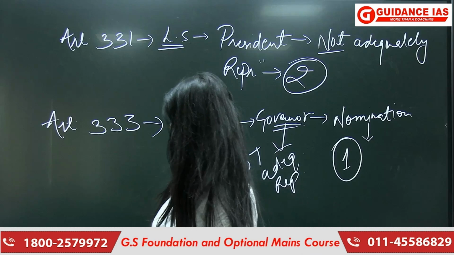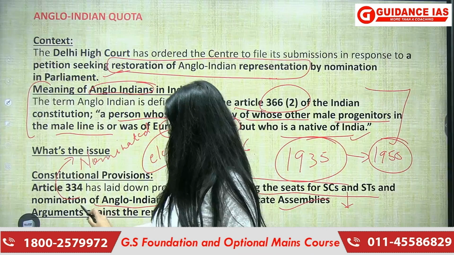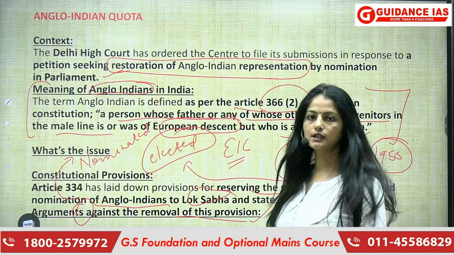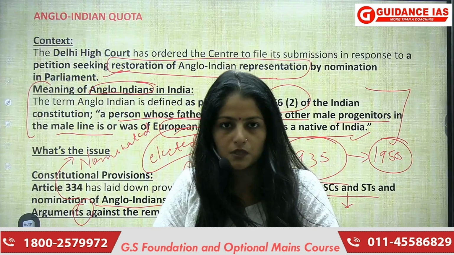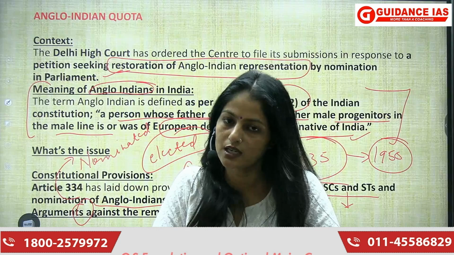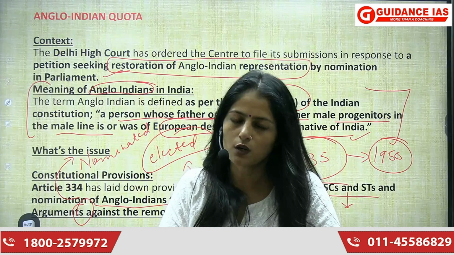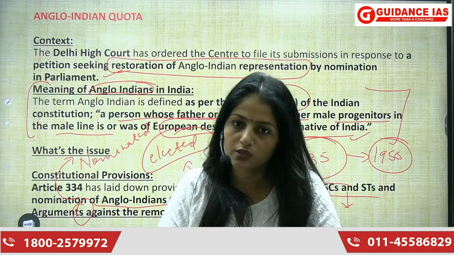Right? Okay. Now the next question: what is the entire dispute, or what are the arguments against the removal of this provision? Since we have taken away their representation, what exactly is the Anglo-Indian community's stand on this? Actually, the Anglo-Indian communities are saying that you have counted us on the basis of the 2011 census, right? On that basis, the government has come up with data which says there are around 296 or around 300 Anglo-Indian members in our country. So they're not so much in number that they need a representation.